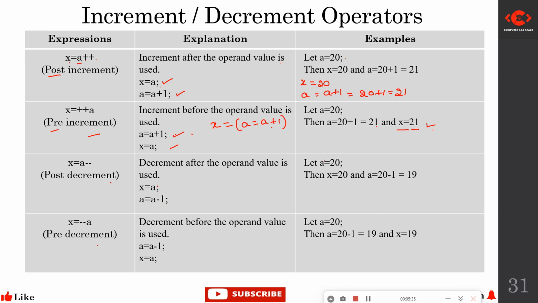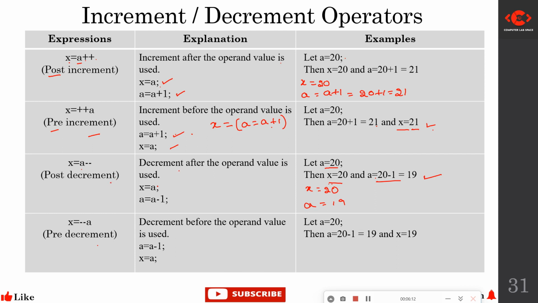The same example I have taken here, a is equal to 20. First it is going to assign the value, means x is equal to a, a minus minus is there, no? So x is equal to a. First it is going to assign it, so x is equal to 20. Then what is the value of a? a is going to be decremented by 1. That means a is equal to a minus 1. So a is equal to 20 minus 1, that is equal to 19. So overall I can write x value is 20 and a value is 19. Is it clear?